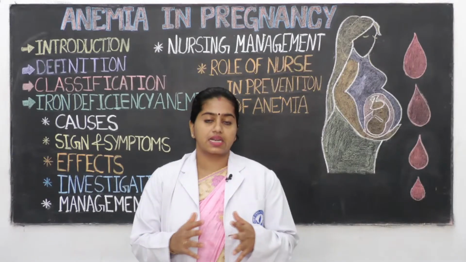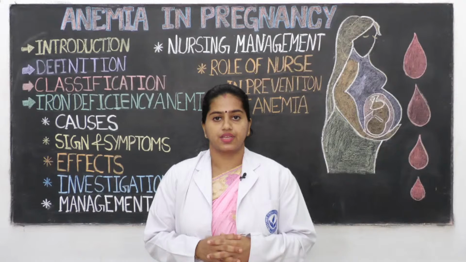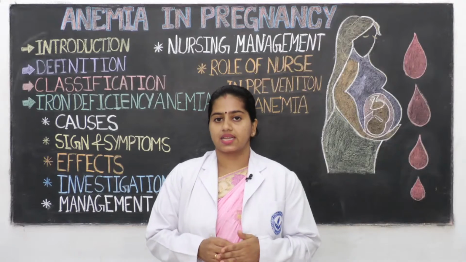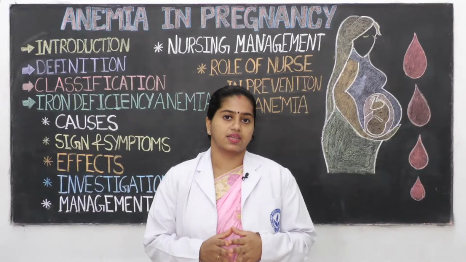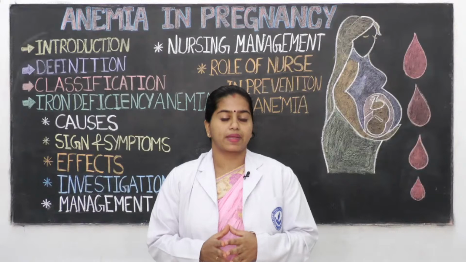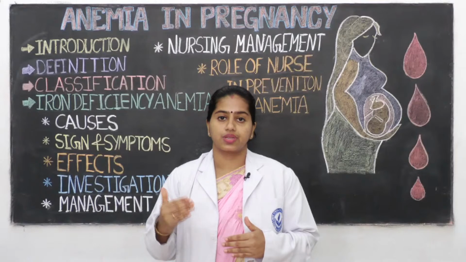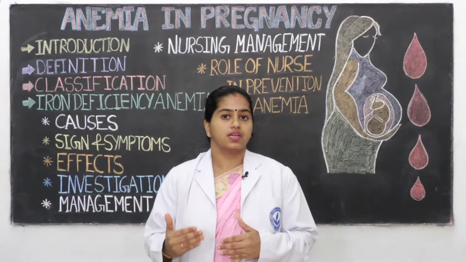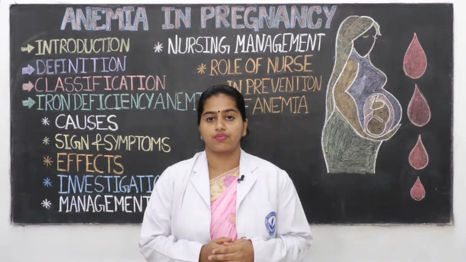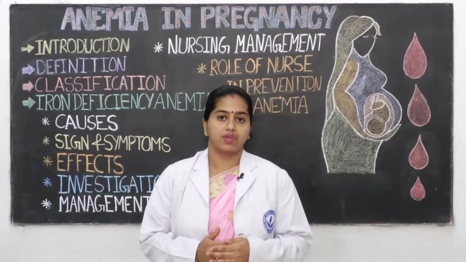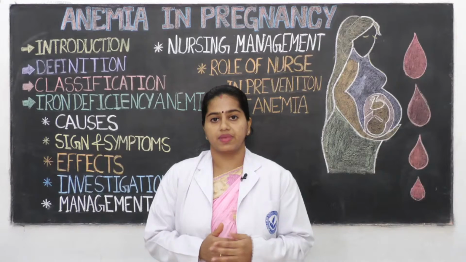Let us discuss the general classification of anemia in pregnancy. Anemia can be classified into two types: physiological anemia and pathological anemia. From the words themselves you can understand them. Physiological anemia is due to the physiological changes during pregnancy, where the demand for iron is increased, so the woman can have physiological anemia. The plasma volume is increased by 40 to 50%, and the RBC count also increases.